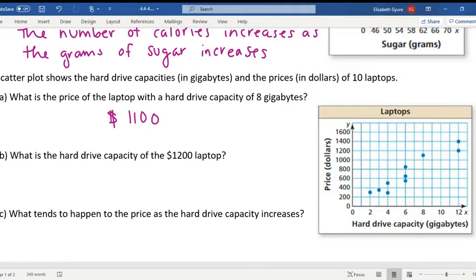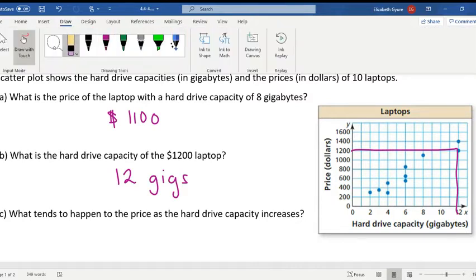What is the hard drive capacity of the $1,200 laptop? Somebody I haven't heard from yet. What is the hard drive capacity of the $1,200 laptop? Or someone at home, it doesn't have to be someone in front of me. Jake? Yeah, 12. Yeah, you go over to the 1,200, right? And then down, that hits at 12 gigabytes. And you can abbreviate that as 12 gigs is how you would abbreviate that.